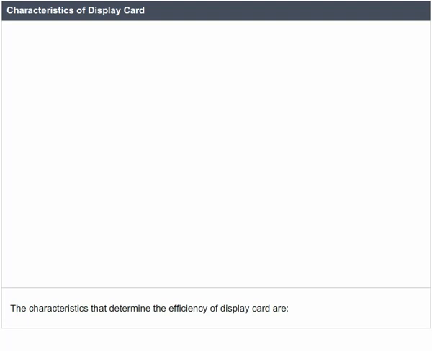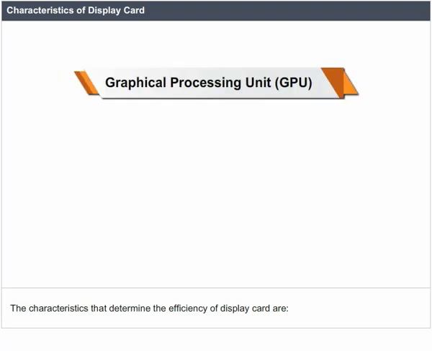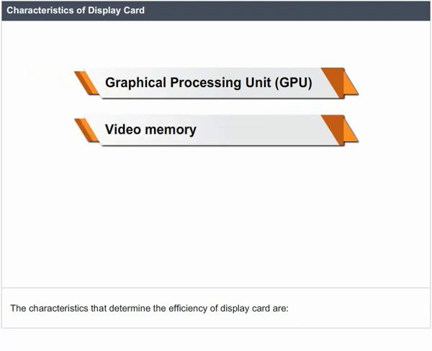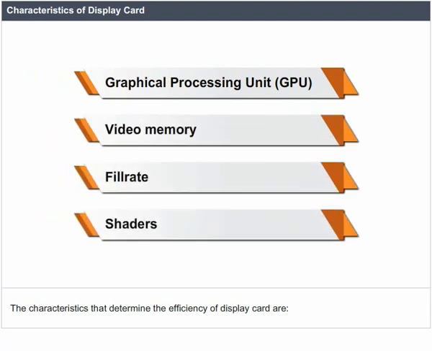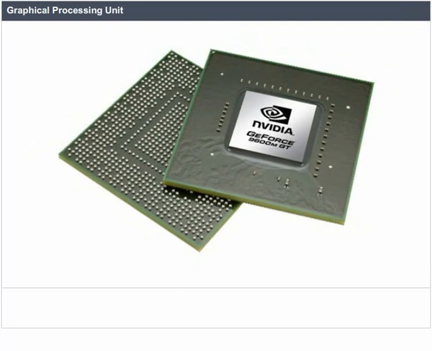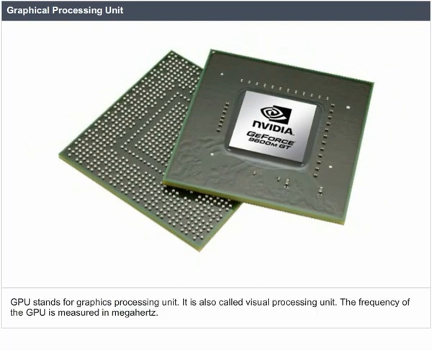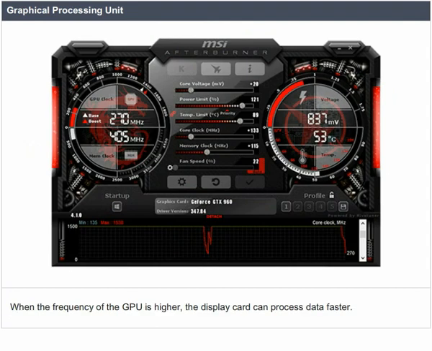Characteristics of display card. The characteristics that determine the efficiency of a display card are GPU, memory, fill rate, and shaders. Graphical Processing Unit. GPU stands for Graphics Processing Unit. It is also called Visual Processing Unit. The frequency of the GPU is measured in megahertz. When the frequency of the GPU is higher, the display card can process data faster.